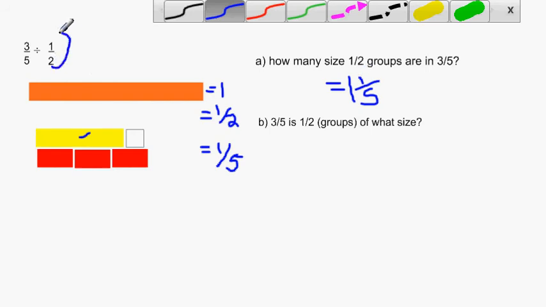Remembering, when I'm doing my division, I'm finding out how many groups of a half. How many size 1/2s can I make? I can make 1 and a 1/5 of 1. So it's 1 and 1/5 halves is really what we're making.